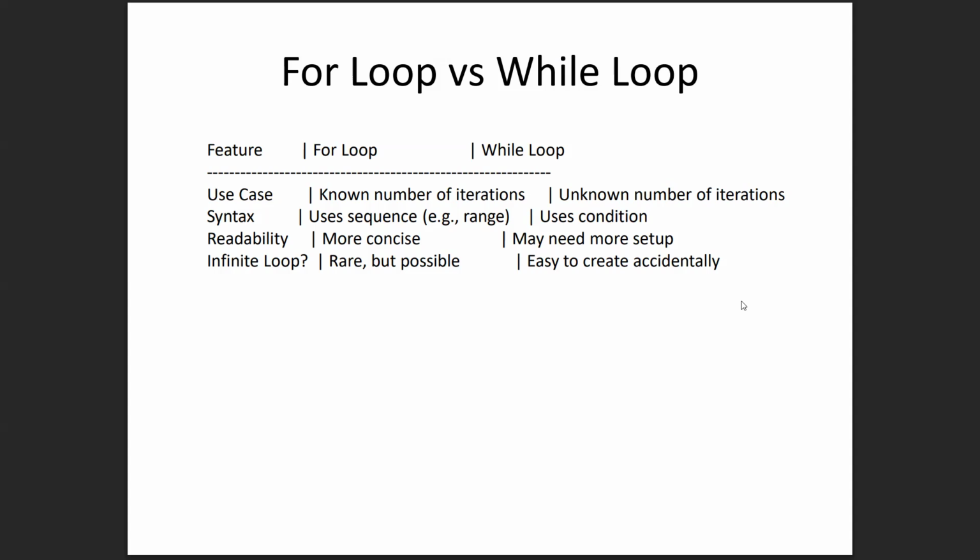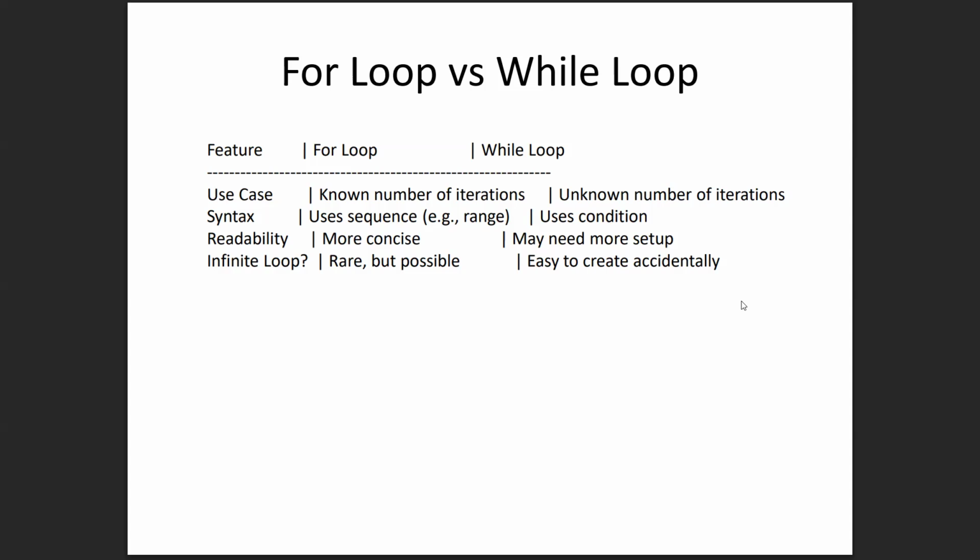Next one, syntax. The for loop will use a sequence, which means it will use the range function like that. The while loop uses a condition, and the for loop uses sequences. Next, readability. Coming to readability, the for loop is more concise, and coming to the while loop, it may need more setup. It means it will need more requirements to set this up.